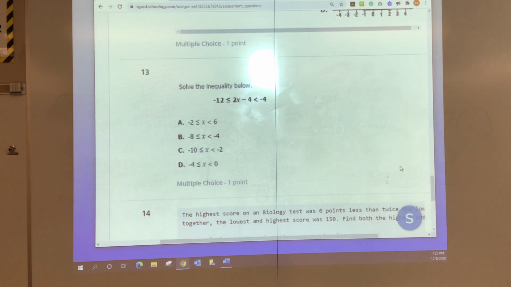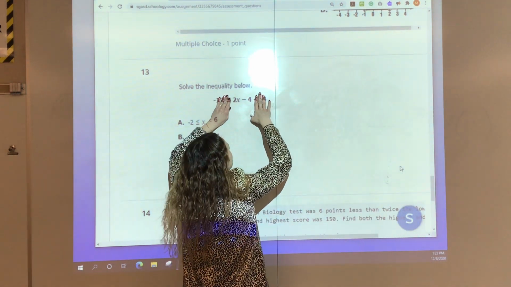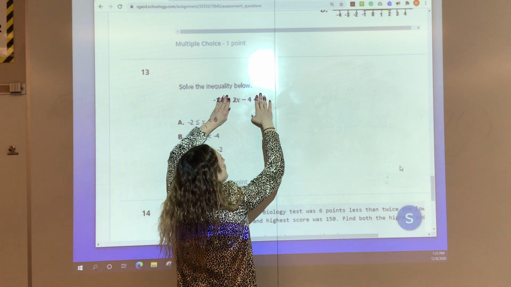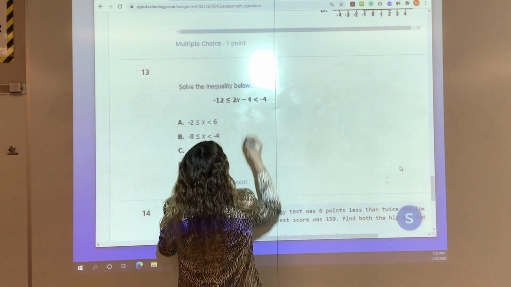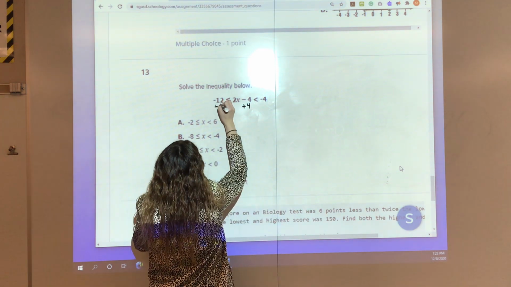That's a little bit better. All right, so we want to get the x completely by itself in the middle. If I was given just this, I would know that I have to get rid of my negative 4 first, so I'm going to add it. But what I do to the middle, I have to do to both other sides, so the left and the right.